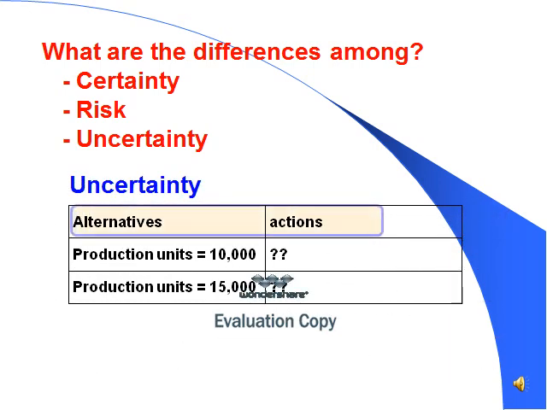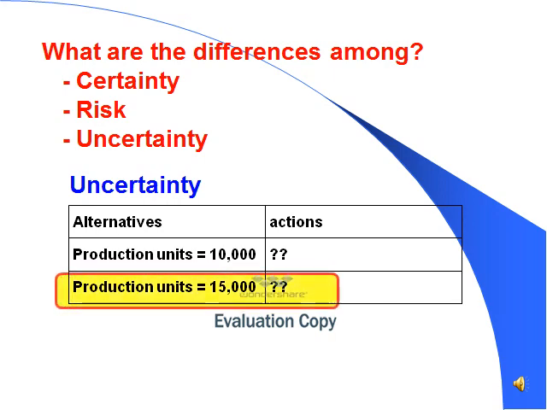Under uncertainty, the company has many alternatives, but the company has no idea about the actions or the probabilities. For example, if the production units equal 10,000, what will be the units sold? The company doesn't know. If the production units equal 15,000 units, what will be the units sold? The company doesn't know.